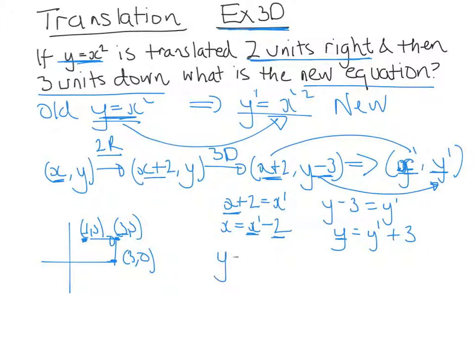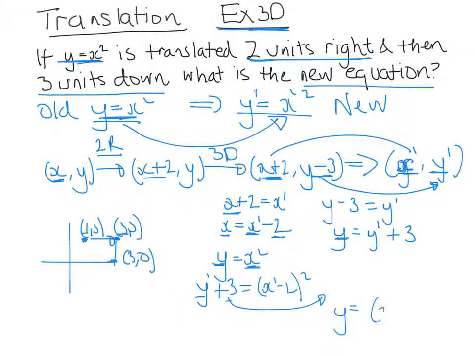Now we know y is equal to x squared. Let's substitute this in for the y here and this in for the x here. So that would mean, in place of y we'd get the new y value plus 3, and the old x value would be equal to the new x value minus 2 all squared. Now if we move that across there, we'll find out that our graph is equal to this.